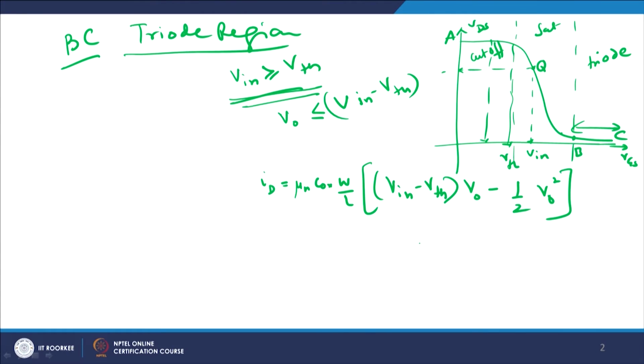Because if you remember the previous discussion, the MOS device was something like this, and you had an RD here, and this was your VGS, and this was grounded, and you are taking the V out from here.